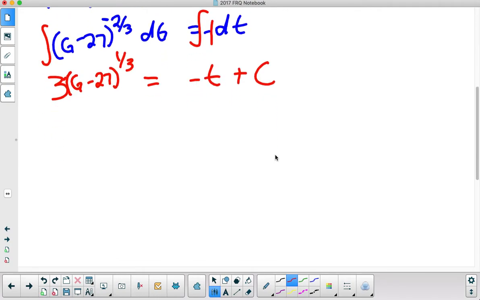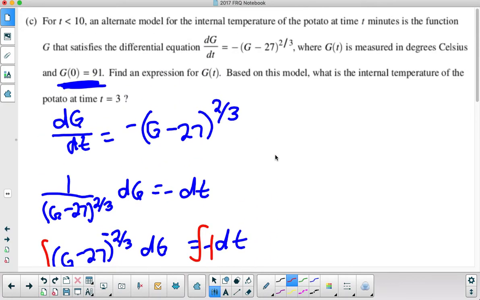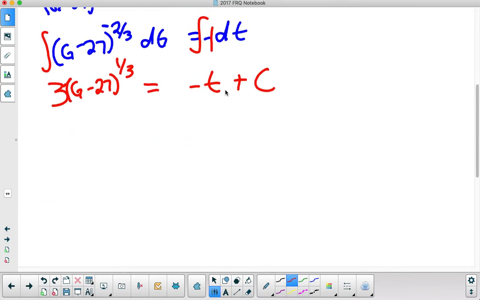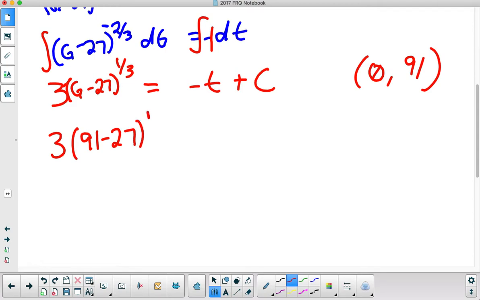We don't have that issue right here, but if you do, you may want to put a little subscript there. Okay, so this is where our point comes in. Let me scroll back up here. This point here, (0, 91), comes in. So I'm going to plug that in. So that's t and g, and they're going to get plugged in here. So 3 times (91 minus 27) to the 1/3 equals negative 0, or 0, we don't really care about that, plus C. So this right-hand side, I'm just going to get rid of that, so I'm left with just C.